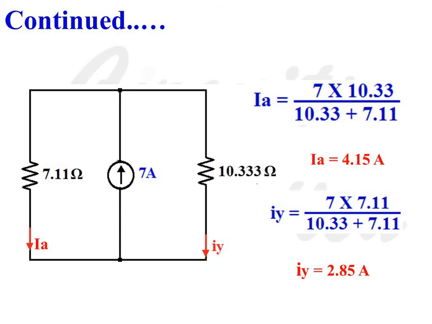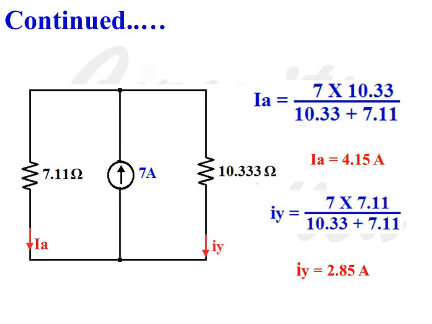So we can find Ia and Iy. Ia is equal to 7 into 10.33 divided by 7.11 plus 10.33. Application of current division rule. So we will get Ia is equal to 4.15 ampere.